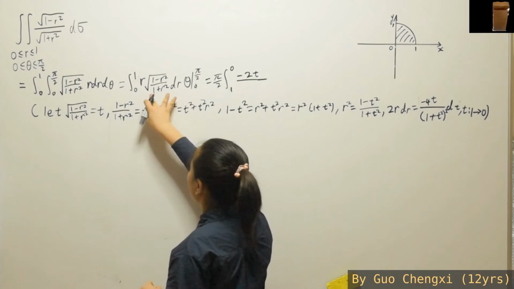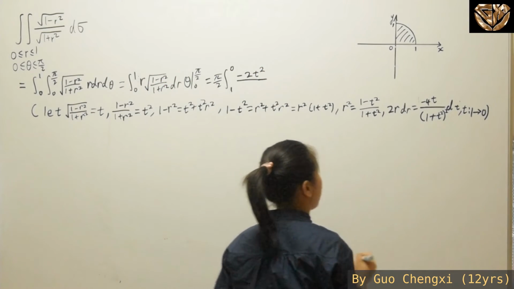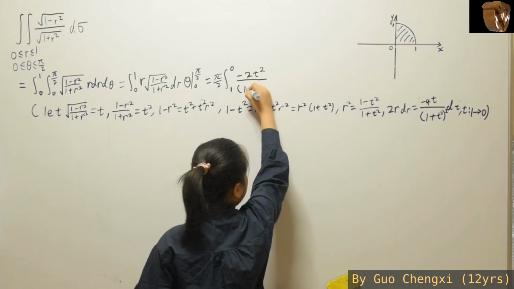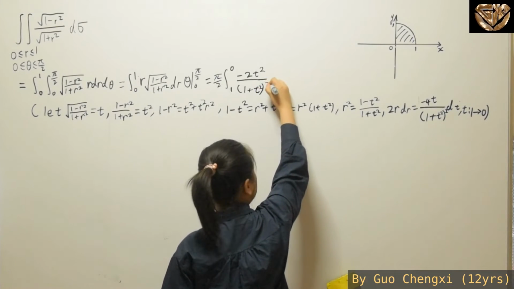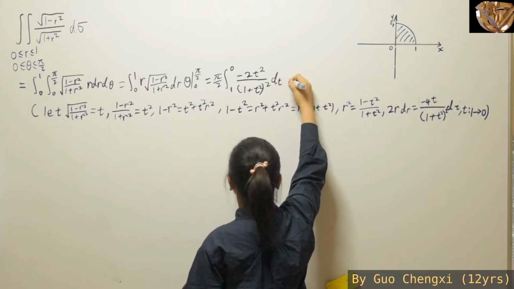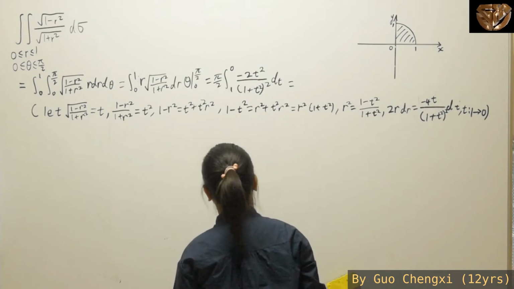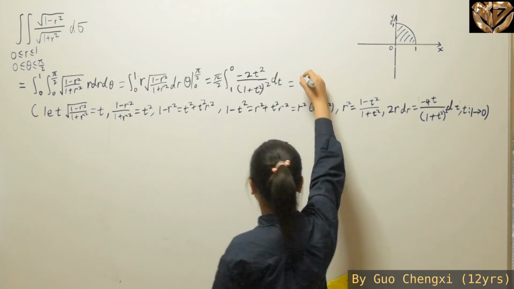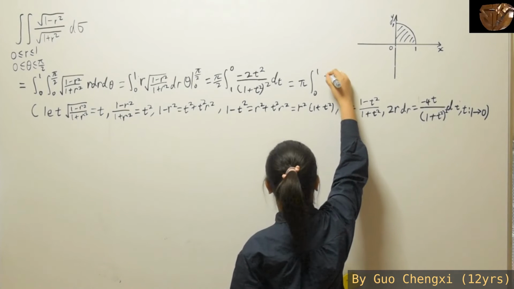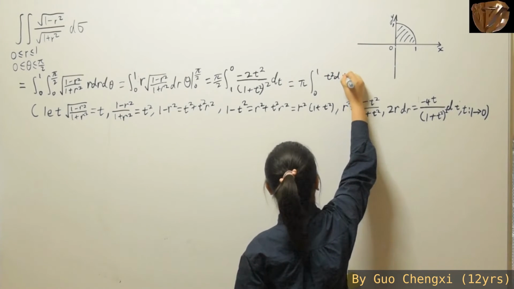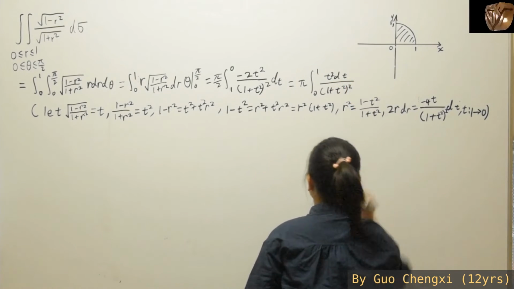But wait, over here we already have a t for this part which we substitute inside, so negative 2t squared over 1 plus t square dt. Now that we have gotten this part, we can move this part out, and if you realize, you can use a negative to change the boundary from 1 to 0 to 0 to 1. So here you're going to have pi from 0 to 1 t squared dt over 1 plus t square.